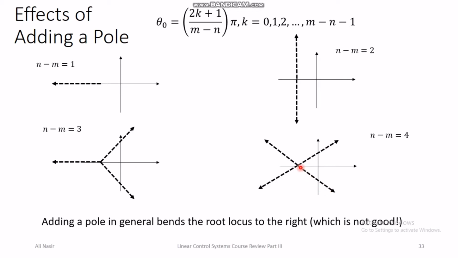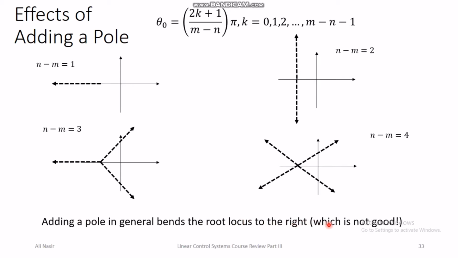So this angle is 60 degrees with respect to the x-axis. The horizontal component of this vector is slow, smaller compared to the horizontal component of this vector, which is 45 degrees with respect to the real axis. Then adding a pole in general bends the root locus to the right, which is not good.